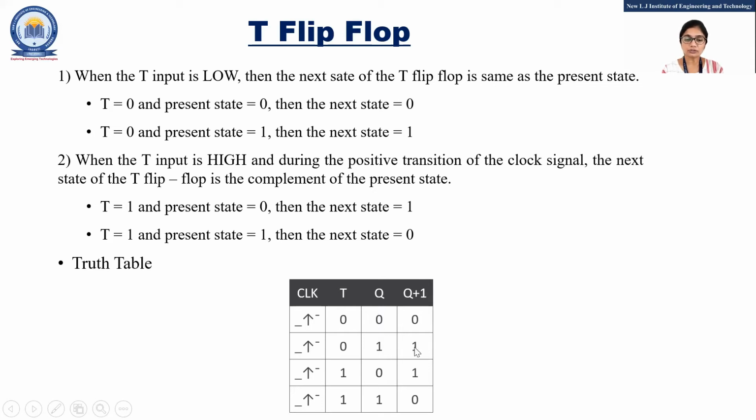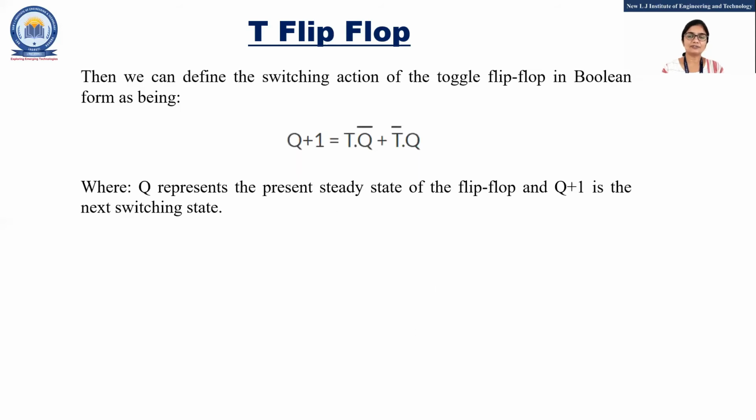So there is no change in the output state, but when we give T equal to 1, then suppose current state is 0, the next state will be 1. And suppose current state is 1, then the next state will be 0. So simply it will toggle the output state. This is the T flip-flop.